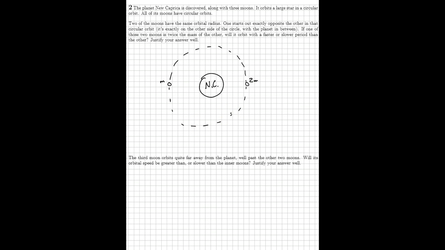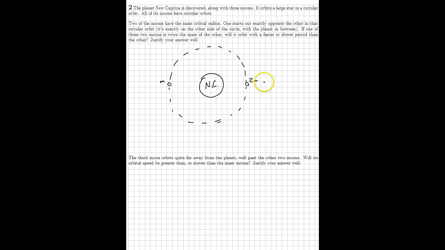Okay, we're looking at a new system here. We have a planet orbiting a star and then moons orbiting the planet. We're really interested in the part where the moons orbit the planet here. So the first pair of moons are the same radius, the same distance away, but one has twice the mass of the other. They start out exactly opposite.